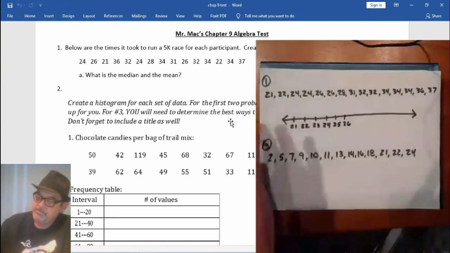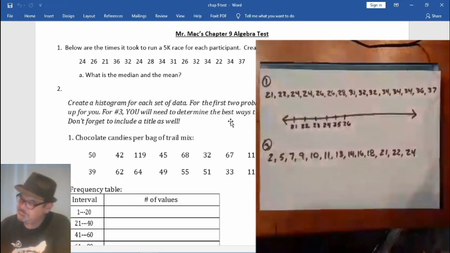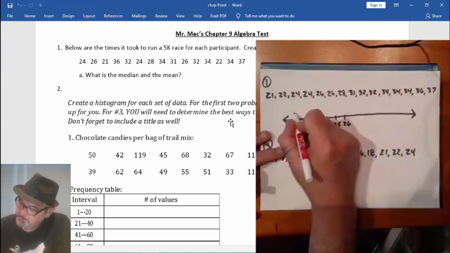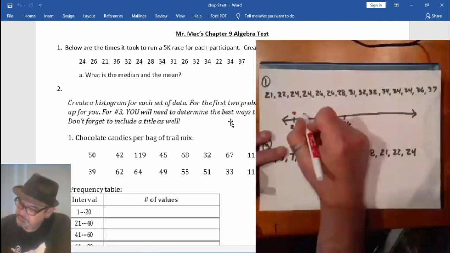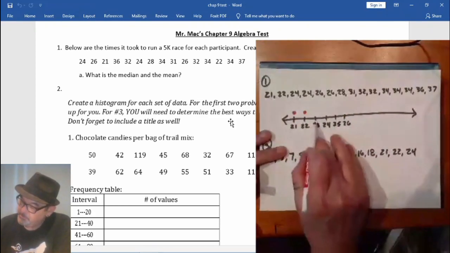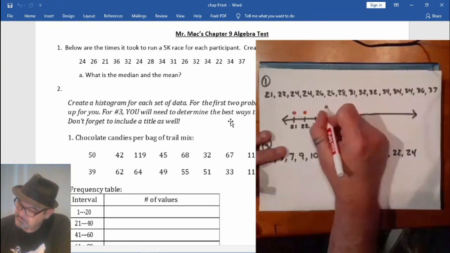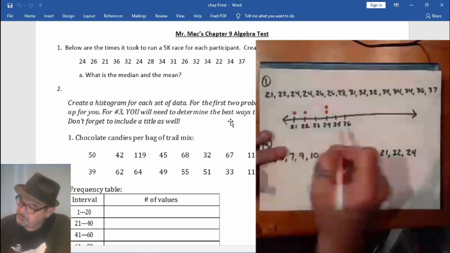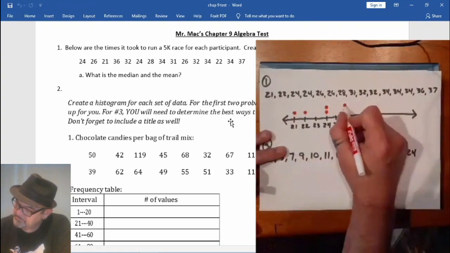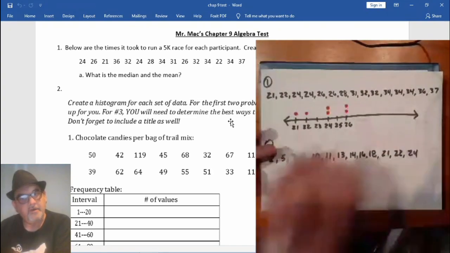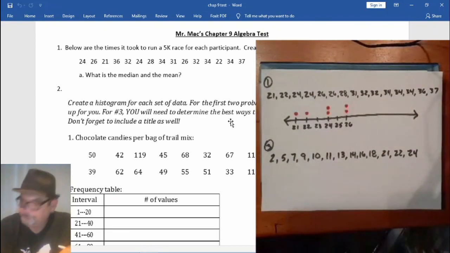So if I were to do a dot plot, I'm going to look at my numbers and see, okay, so I had 1 21, so I'm going to put a dot right above 21. There's 1 22, I'm going to put a dot there. There were no 23s, there were 2 24s, so I'm going to put 2 dots on 24. No 25s, and again, 2 dots on 26. And then you guys would continue doing that all the way up to 37. So that's what the dot plot would look like.